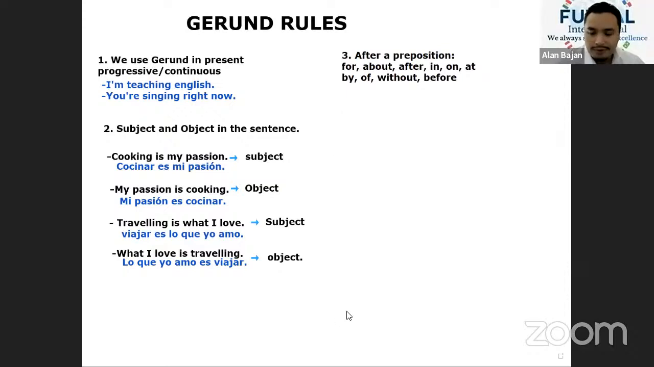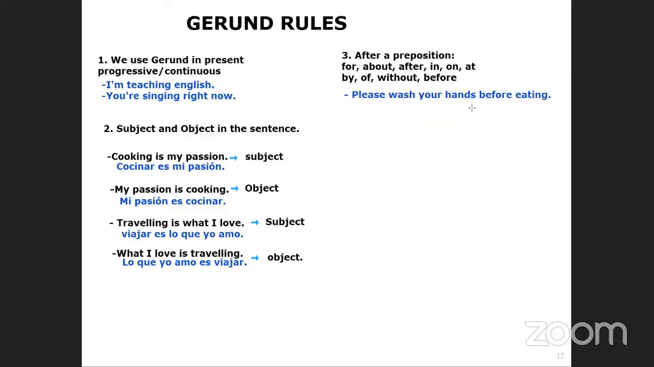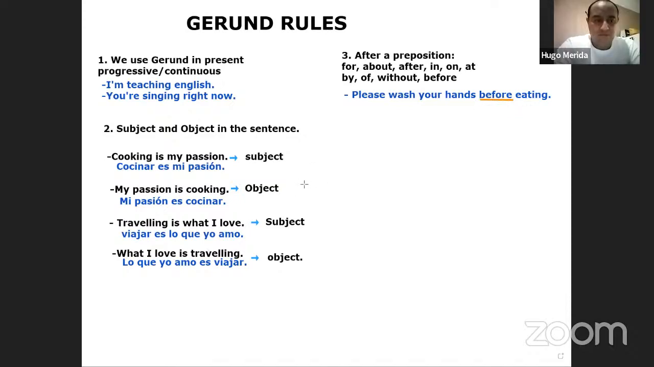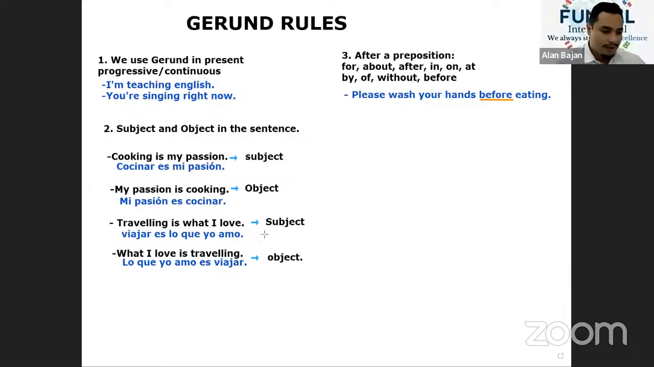Examples. Please wash your hands before eating. What is the preposition there? Before. Before eating. What's that in Spanish? Antes. Por favor, lava tus manos antes de comer.